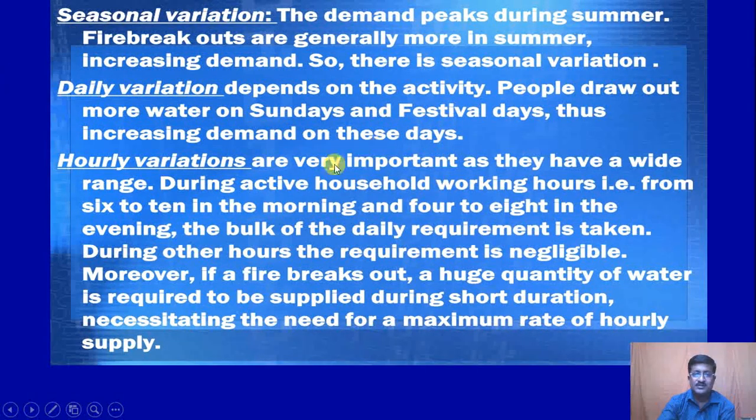Hourly variations are important as they have a wide range. During active household working hours, that is from 6 to 10 in the morning and 4 to 8 in the evening, the bulk of the daily requirement is taken. During other hours, the requirement is negligible. Moreover, if a fire breaks out, a huge quantity of water is required to be supplied during a short duration, necessitating a maximum rate of hourly supply.